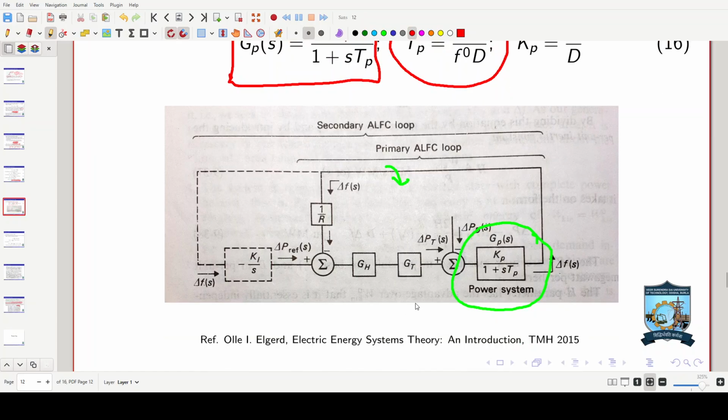This diagram of the Elgerd book is the control model of the automatic load frequency control system, which involves the hydraulic time constant, the turbine time constant, and the power system time constant. Note that we have not discussed this part. This is an integral control part. We have not discussed it, that's why it is in dotted line. This part is the topic of lesson 28. So we stop here for lesson 27. Now we will move to lesson 28.